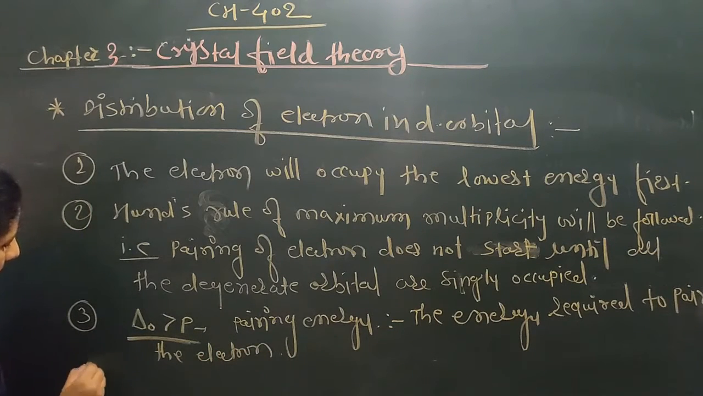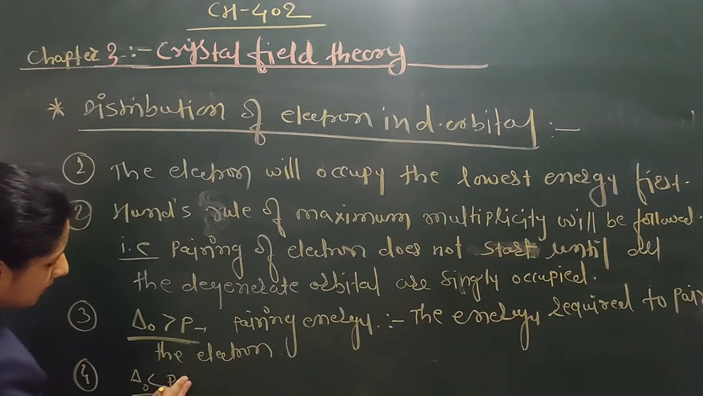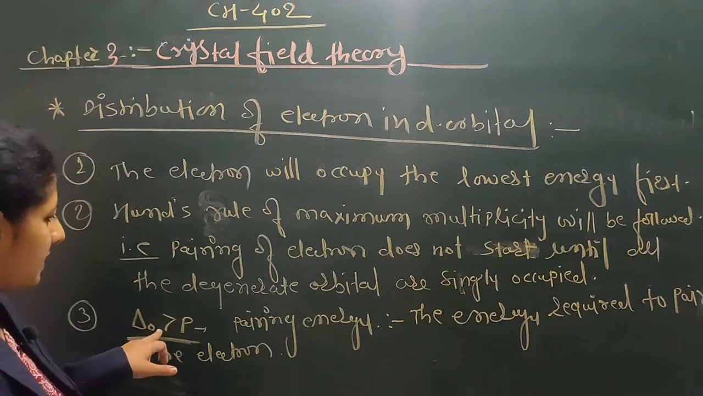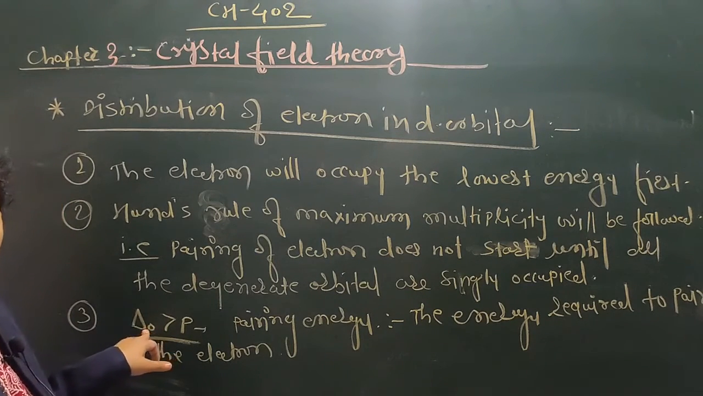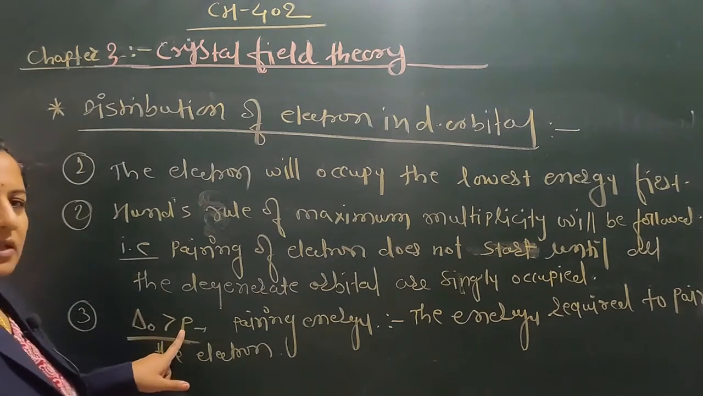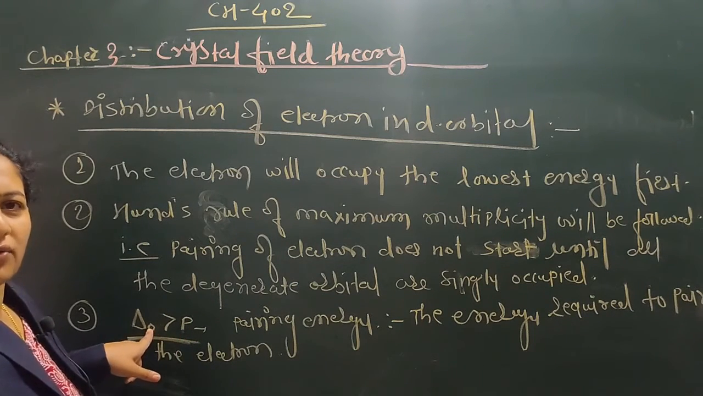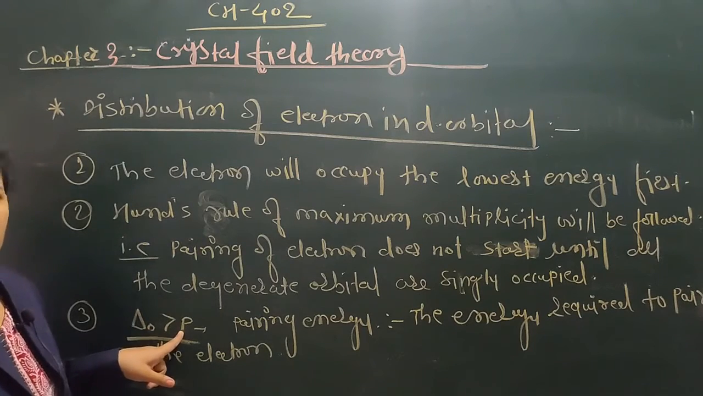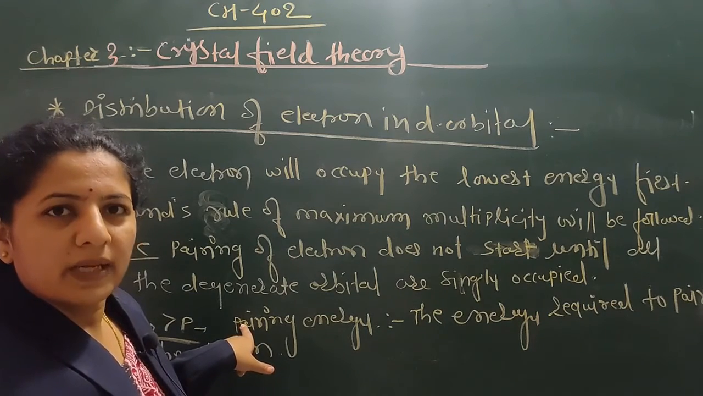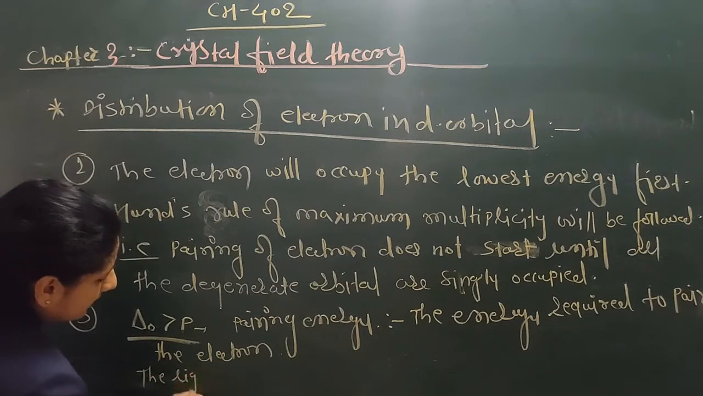Then the fourth condition, which we will discuss first. The splitting parameter is greater than the pairing energy, which means that the pairing energy is small, which means the ligand is a strong field ligand, so there is no need to pair the electrons. Automatically, when there is a strong field ligand, the electron pairing will take place. So here the ligand is strong field.